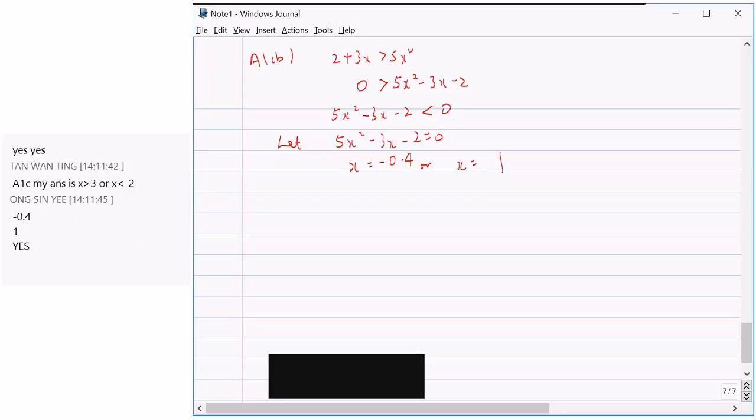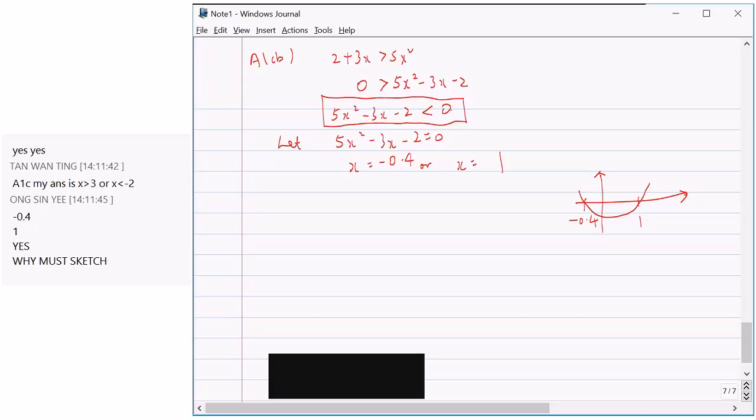Okay, then sketch the curve. Sketch the curve based on your inequality. Always go back to your inequality. Smiling curve. These are the two intercepts. Why must sketch? Because if you don't sketch, you don't know which part of the curve you want. You don't know whether you want the negative part or the positive part. It is important to sketch. Otherwise, you cannot figure this out.